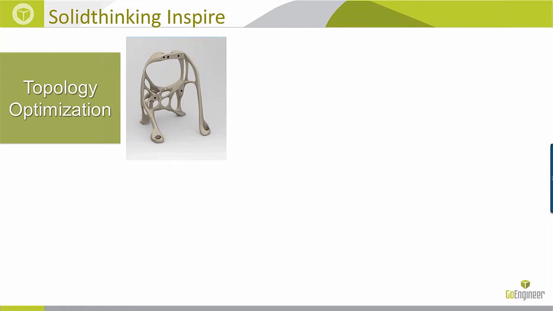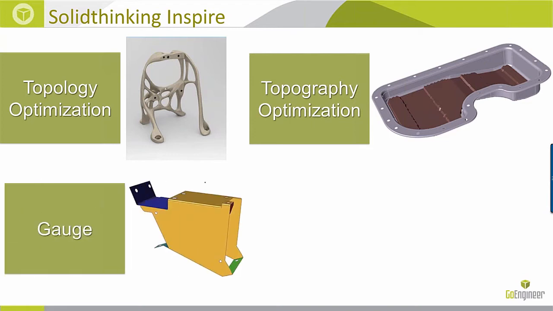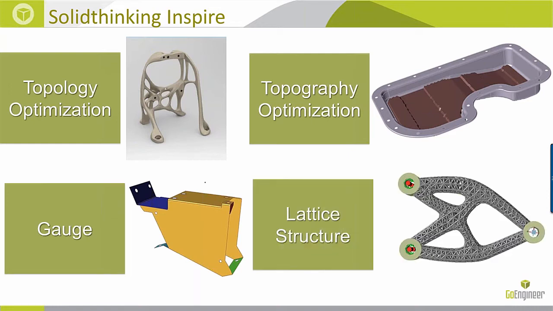Then you have topography optimization, which we're going to talk about today. In some cases, you still need a watertight complete model, but you want to optimize the design. So topography optimization is useful in such scenarios where you maximize the stiffness but still keep the weight low. Next, you have gauge optimization, where you can use a sheet metal component and optimize the dimensions of a thin component. And about 2 weeks ago, SolidThinking added ladder structure optimization, which works in conjunction with topology optimization and results in additional weight savings.